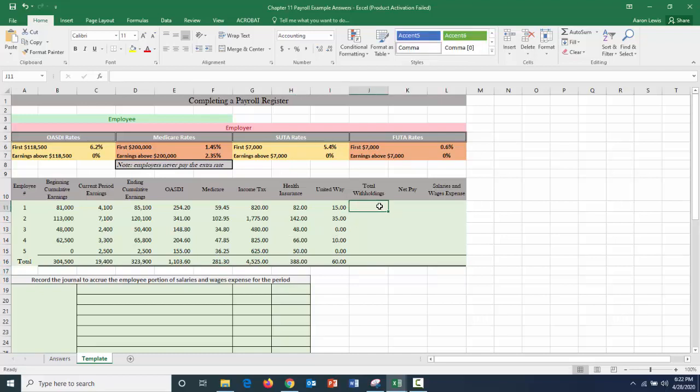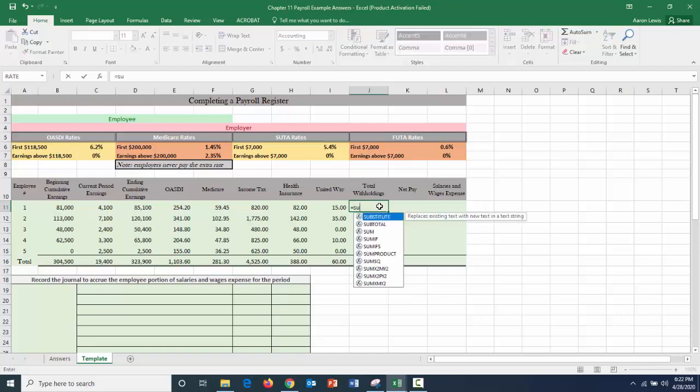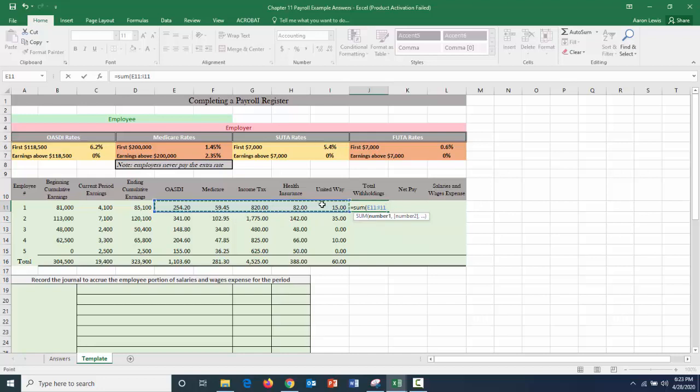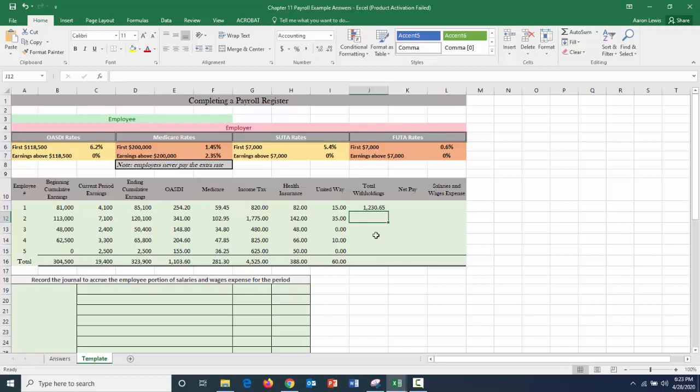So let's worry about our total withholdings. Well, what's getting withheld from employee 1? Well, it's the sum of the OASD taxes getting taken out, the Medicare taxes, the income taxes, the amount that employee 1 has to pay for health insurance, and employee 1's contribution to this charitable organization, the United Way. If we add that up, it's $1,230.65, which is coming out of employee 1's paycheck for taxes and other deductions.